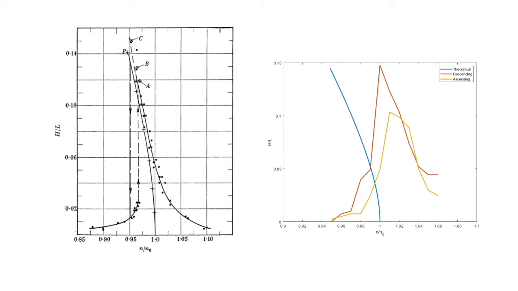This is shown in G.I. Taylor's data as the dashed lines with the arrows on them, where the descending one jumps down at around 0.95 times that of the natural frequency, and the ascending curve jumps up at around 0.975.